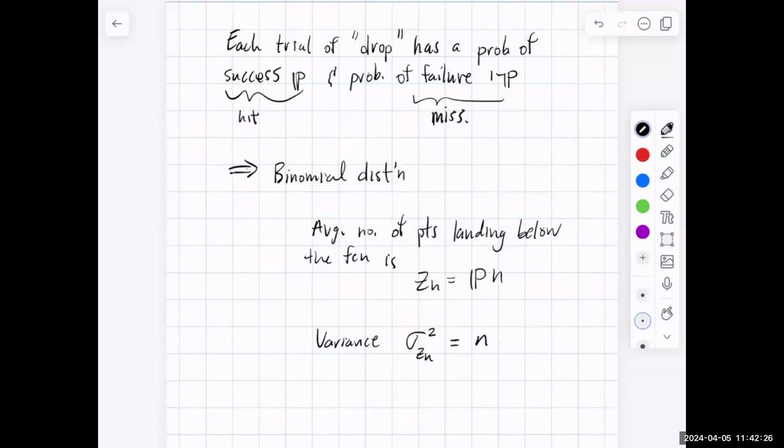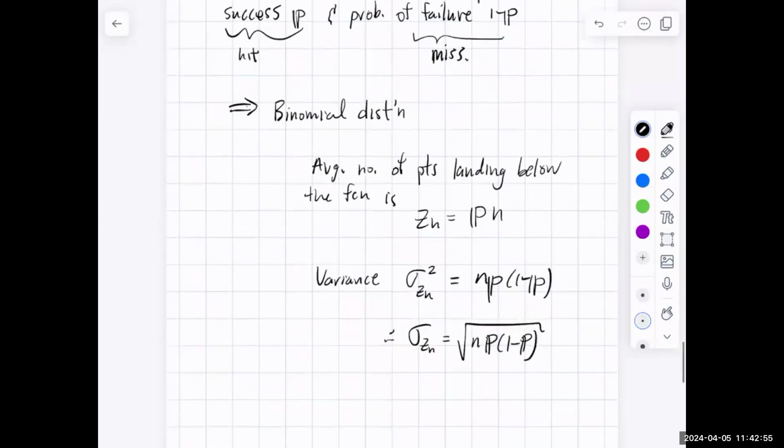Yeah, it was NPQ, remember? But Q was just the 1 minus P, the probability of a miss in this case. And so if I want to get the standard deviation, I also need to take the square root. And so therefore, the uncertainty in Zn is the square root of NP(1 minus P). Okay, but what I care about is that this is proportional to the square root of N.